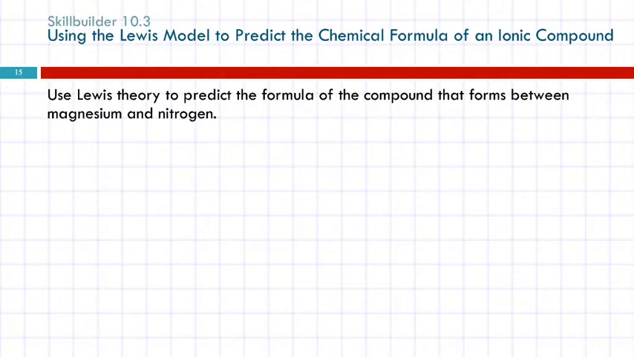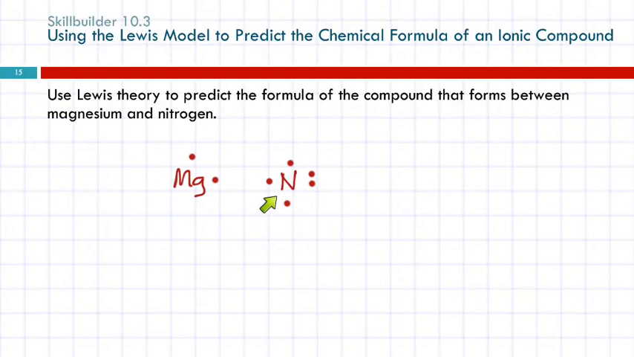Okay, magnesium and nitrogen. How many valence electrons does magnesium have? 2. And nitrogen has 5. So we learned in the nomenclature chapter, we can predict the charges of these guys, and then we crisscross the charges and come up with a formula. This is explaining how it works.